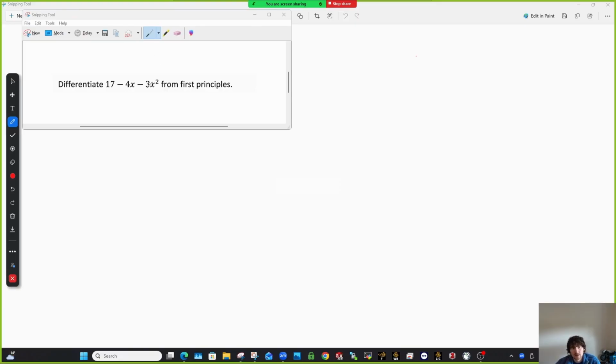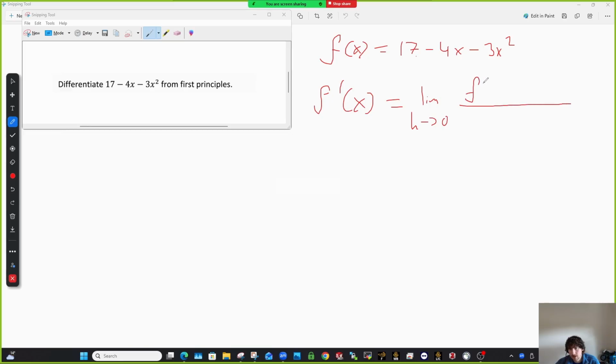So you're asked to differentiate this from first principles. The very first thing you'll do is say f of x equals 17 minus 4x minus 3x squared, if they don't already say that that's f of x in the question. You then are really looking for f dash x, right? And you got to know this formula off by heart: it's the limit as h tends to 0 of f of x plus h, take away f of x, all over h.